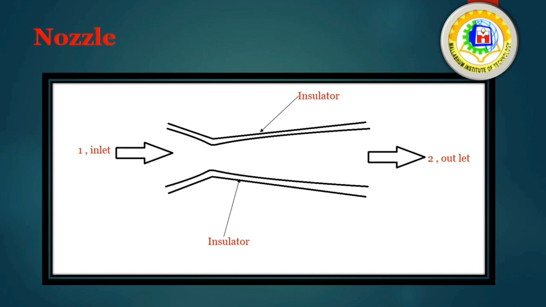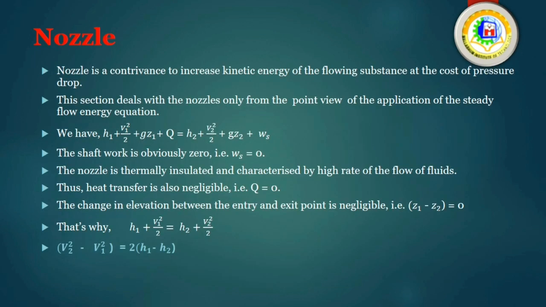Nozzle. This is a diagram of a nozzle showing an inlet part and an outlet part, and the nozzle is covered with insulator. The nozzle contributes to increasing the kinetic energy of the flowing substance at the cost of pressure drop.